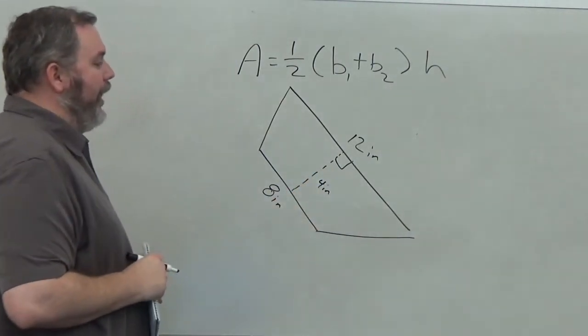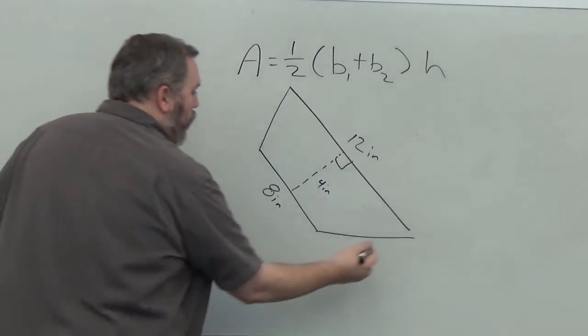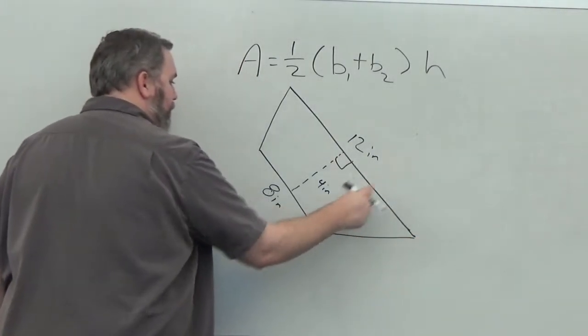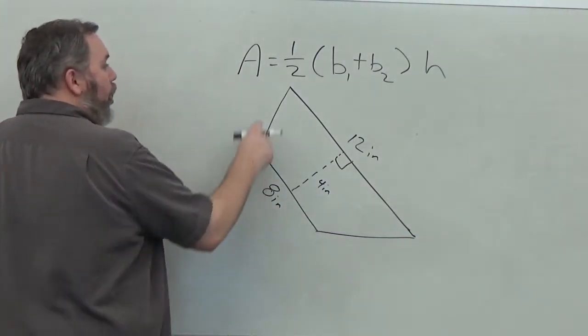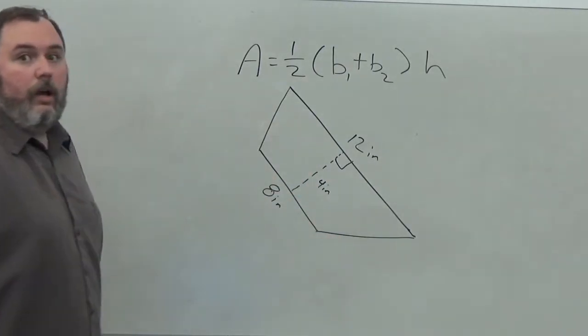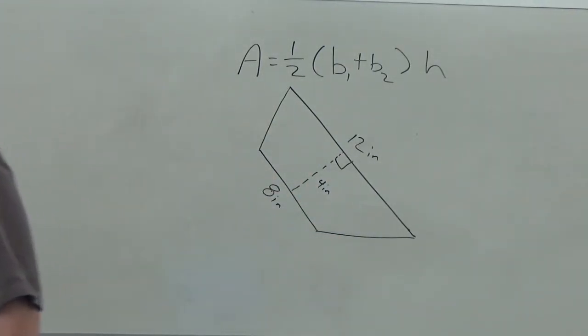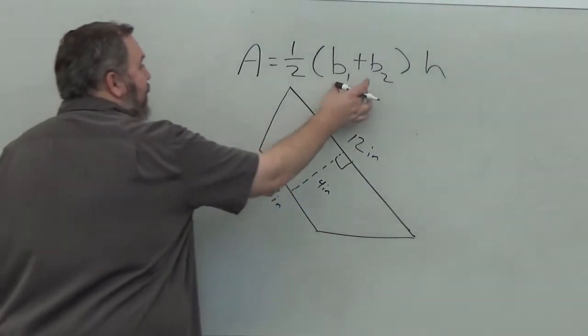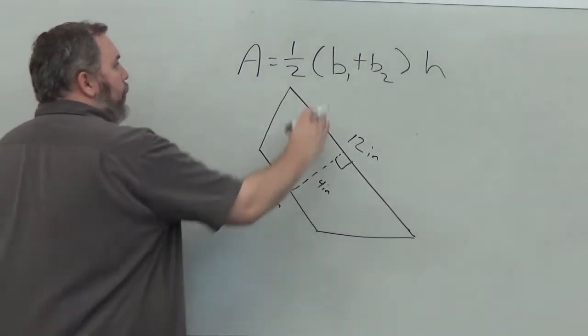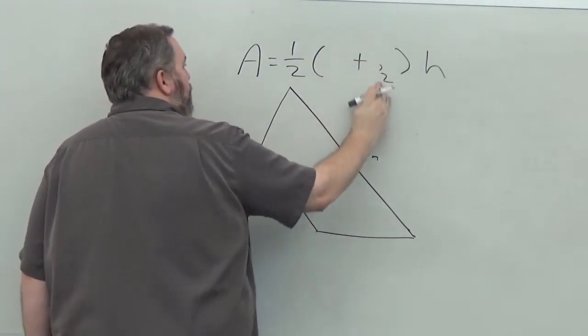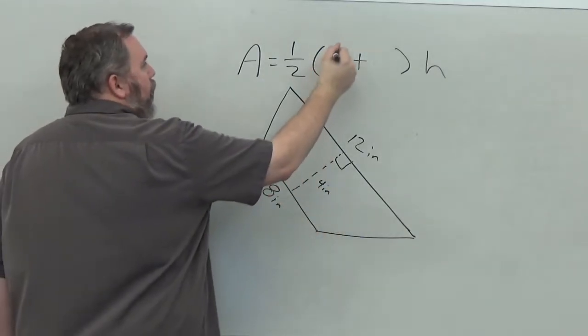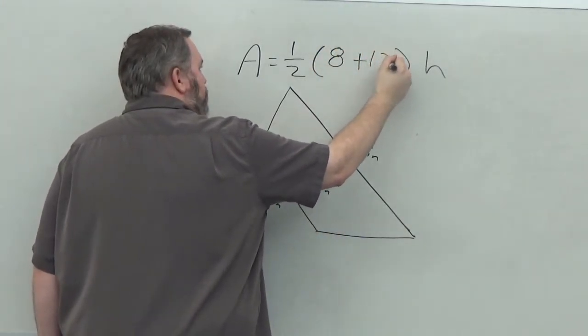So here's my trapezoid. How do I know it to be a trapezoid? Well, first off, I have 2 sides that are parallel, this one and this one. Are these sides parallel? No, they are not. Knowing this, I know that my parallel sides are going to be my bases, so I can plug that into my equation. Does it matter which one is which? No, it doesn't. We're just going to say 8 and 12.